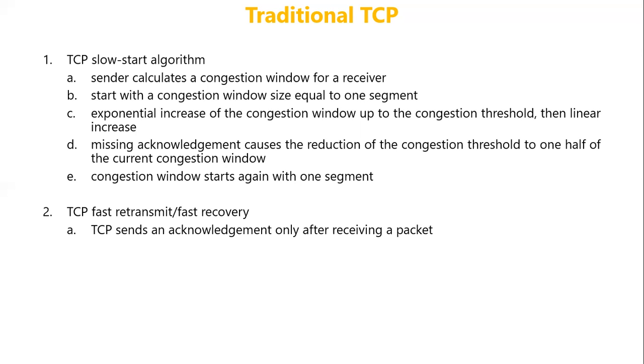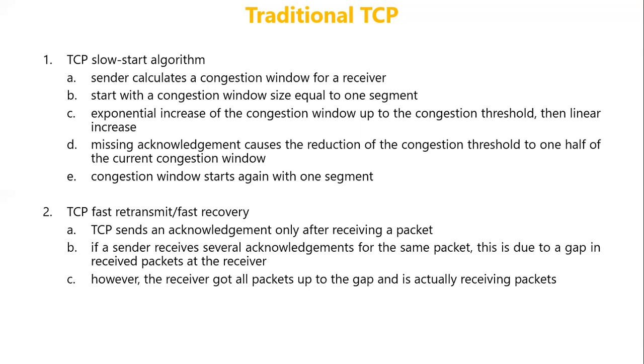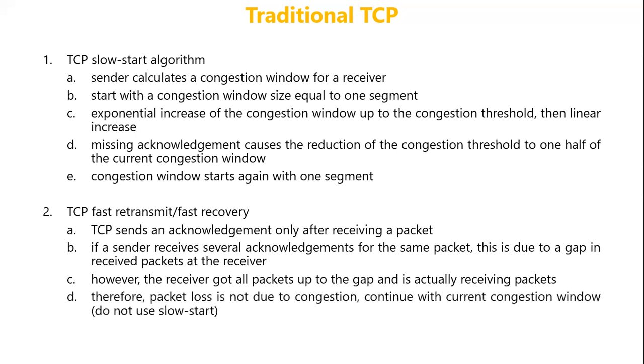So all these are how traditional TCP works. The next is fast retransmit or fast recovery. How does it work? Because of two reasons, the congestion threshold will be reduced. One is the sender receives continuous acknowledgements for the same packet, and the other one is missing acknowledgements.